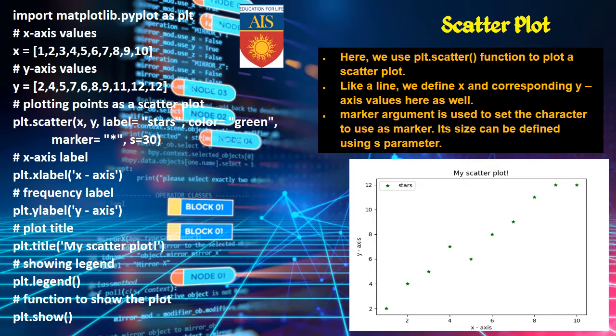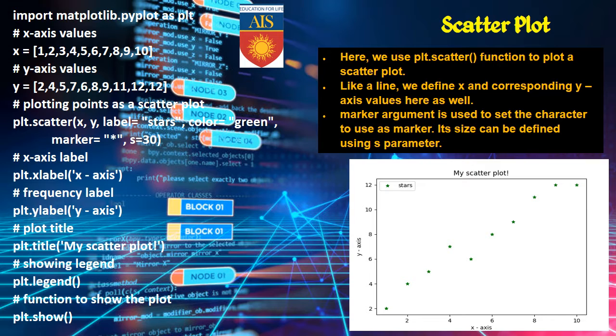Now the x axis label we need to assign: plt.xlabel x axis, and for the frequency label, plt.ylabel y axis. It can be changed as per your requirement. Then plt.title my scatter plot. Now it's time to show the legend, plt.legend, and the function to show the plot, plt.show, and it will produce the output as it is showing on the right hand side of your screen.